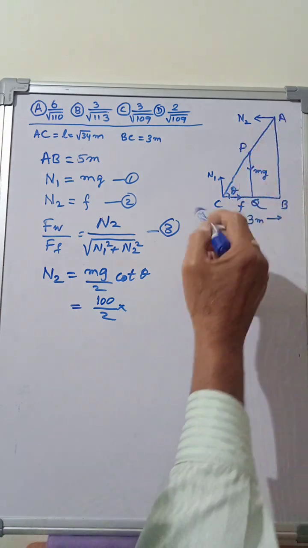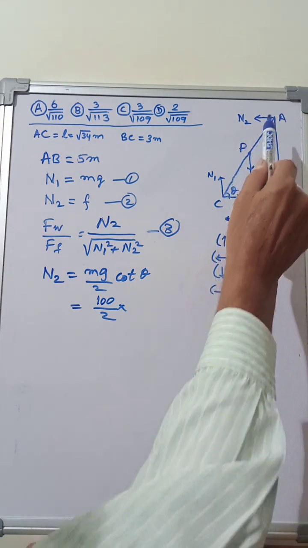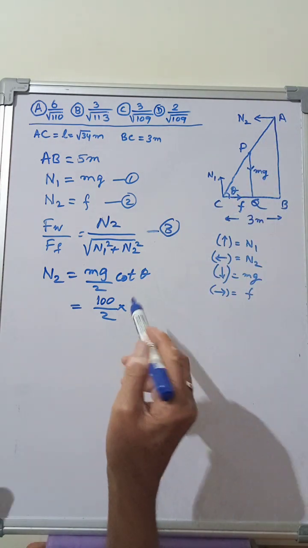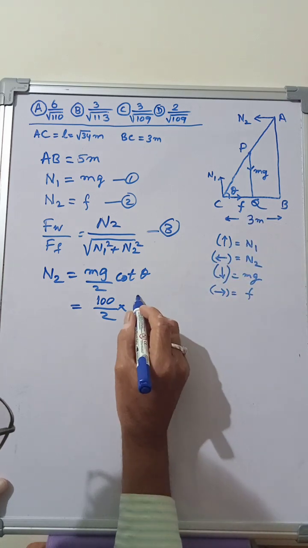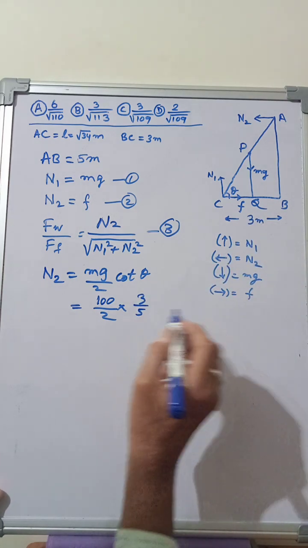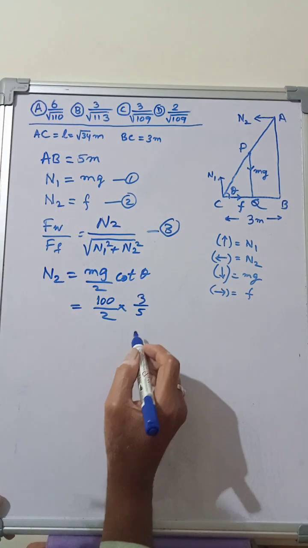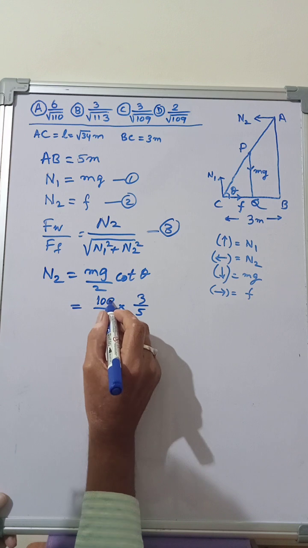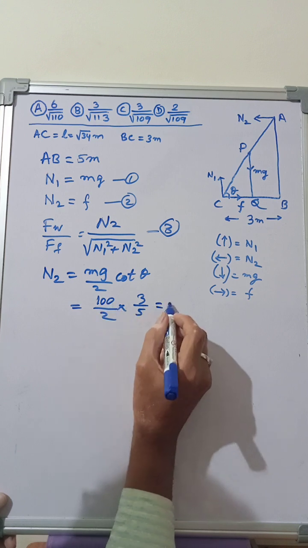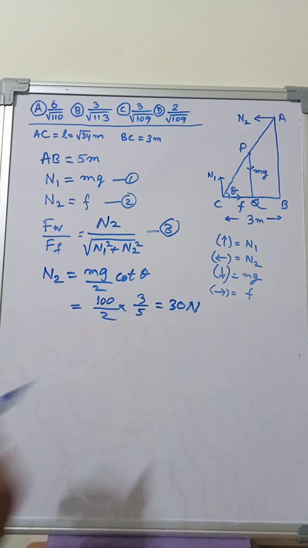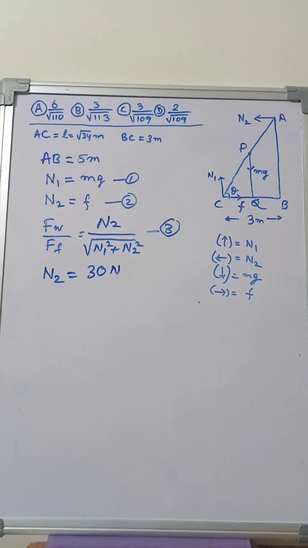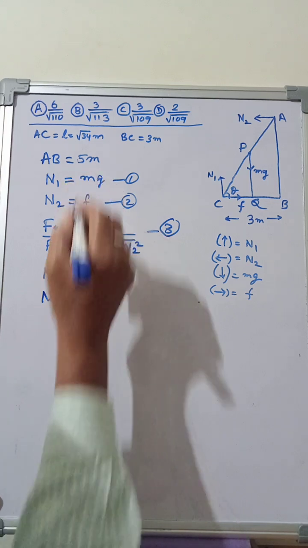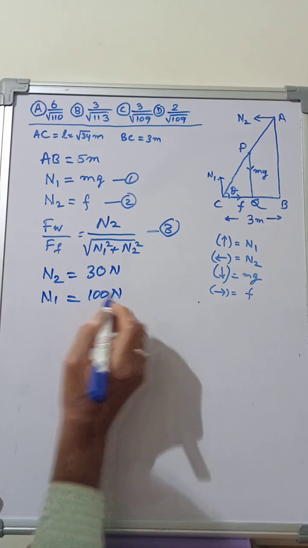In right angle triangle ABC, angle ACB is equal to theta, therefore cot theta is equal to BC by AB, that is 3 by 5. Now 5 into 10, 5 into 2 is equal to 10, which cancels with 10. This is equal to 30 newtons. So N2 is equal to 30 newtons and N1 is equal to mg, which is equal to 100 newtons.